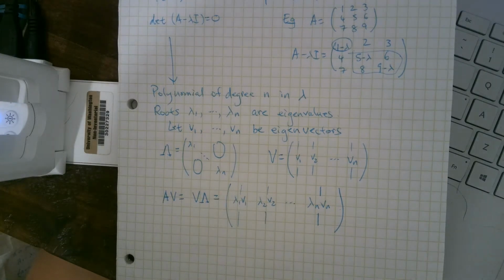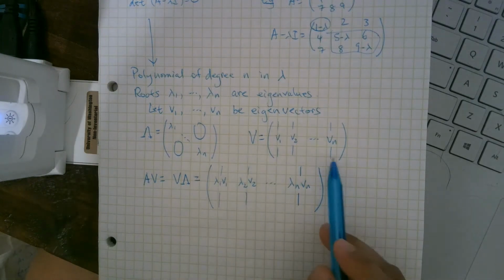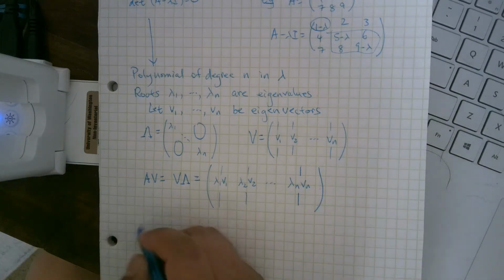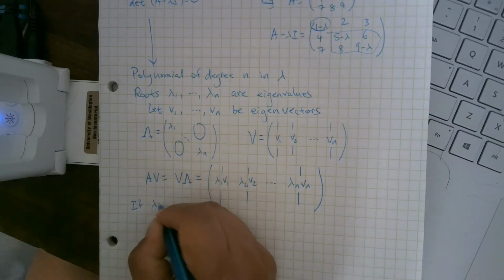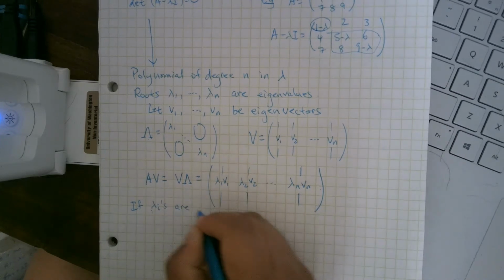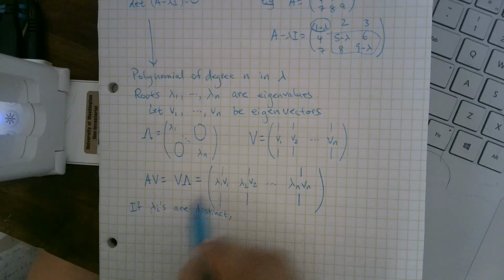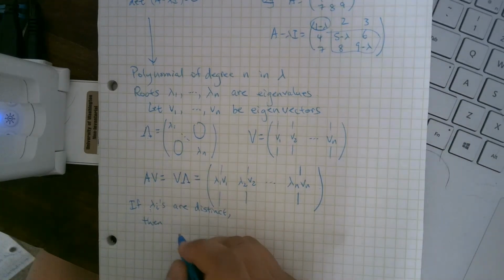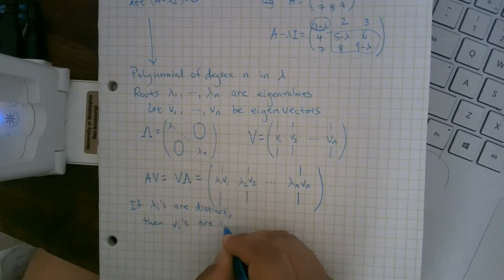The only way we can do that is if V has full rank, which will mean the columns of V are linearly independent. So here's a claim: if the lambda i's are distinct, that means all the lambdas are different, then the v i's are linearly independent.